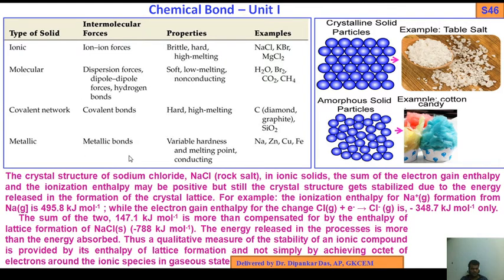Metallic bonds: variable hardness and melting point, and conducting. Sodium, zinc, copper, iron. So these are the types of solids: ionic solids, molecular solids, covalent solids, and metallic solids, their intermolecular forces, their properties, and their examples. Okay, so I have discussed the 4 types of solids, along with what type of forces are present, the main properties of those solids, and examples.